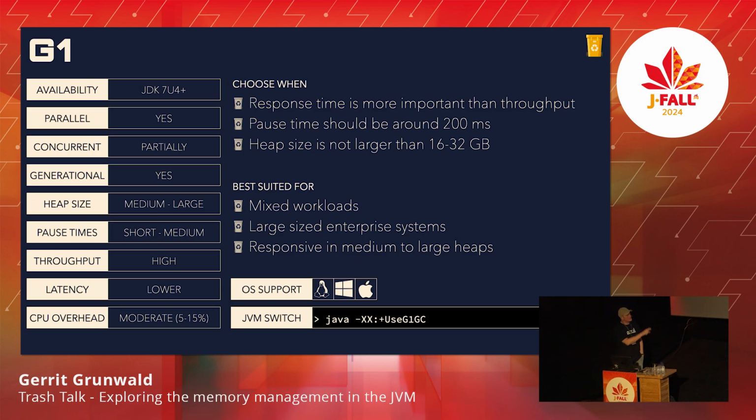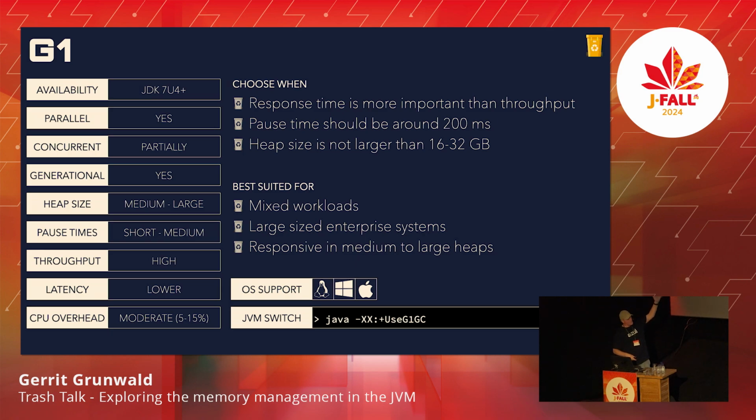Yeah, G1 has a pause time that is around 200 milliseconds, and it can even be faster, so you can tune it. There are a lot of switches for G1 that you can adjust. It's good for heap sizes that are not larger than 32 gigabytes. So it will work, but the best performance is definitely around 16 gigabytes of RAM. That's the optimum. Up to 32 is still okay. If you get bigger, it can be slower, not really dramatically, but best performance you get with these heap sizes.